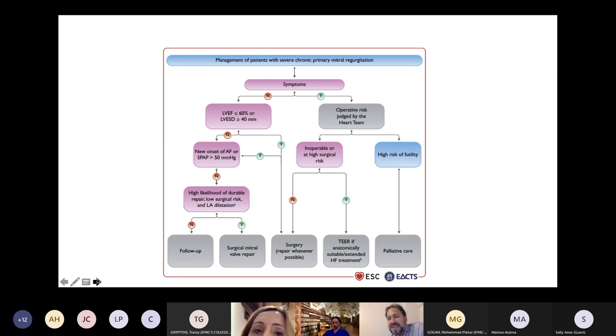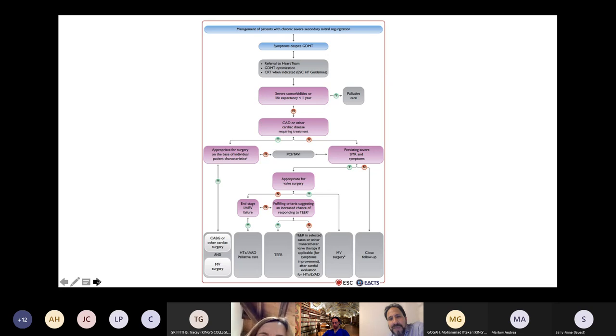And each of the valve lesions has slightly distinct differences between them. For mitral regurgitation, and this is primary mitral regurgitation, the two numbers you need to keep in your mind are a left ventricular end-systolic size greater than 40 millimeters, or when the ejection fraction starts to deteriorate. And these would be prompts for referral to surgery.